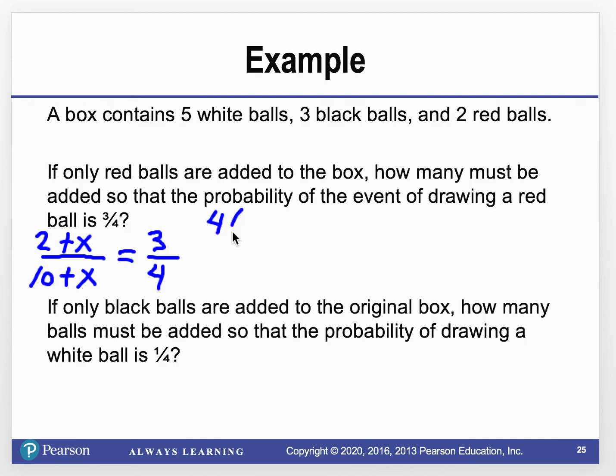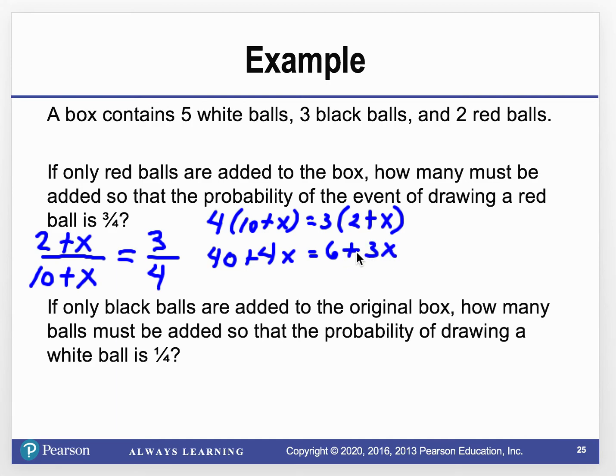So I would have 4 times 10 plus x equals 3 times 2 plus x, or 40 plus 4x equals 6 plus 3x, right? Getting rid of the parentheses. Let's subtract 3x from both sides, and subtract 40. I can't have that, because my x can't equal negative balls. I'm adding balls to it. So let me see what I did.